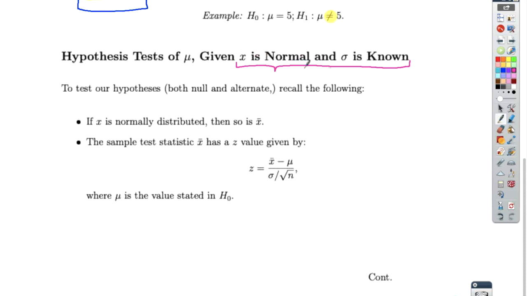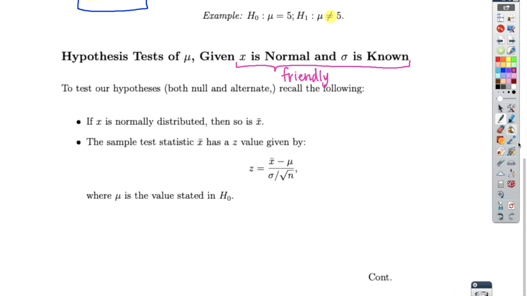If everything is friendly and we know sigma, then we're going to use Z. And just a little bit of foreshadowing, if we don't know sigma, then we're going to use a different distribution that you learned about in chapter 8. So you can maybe guess what's coming up.